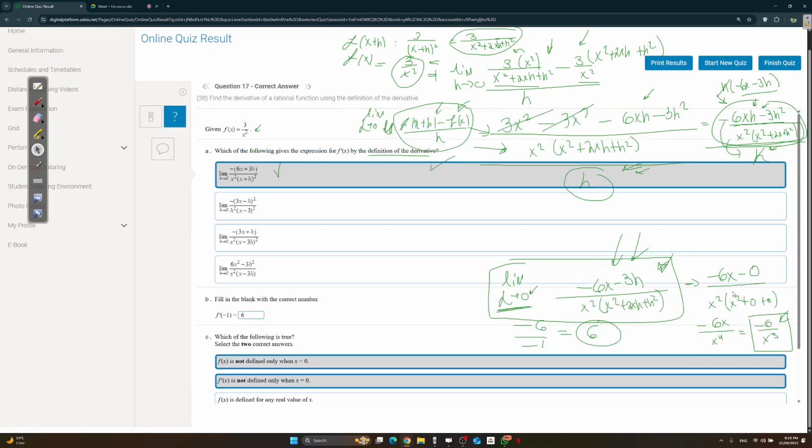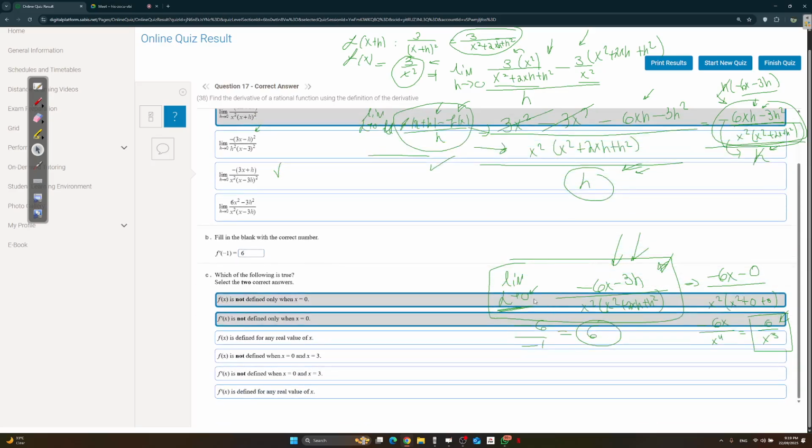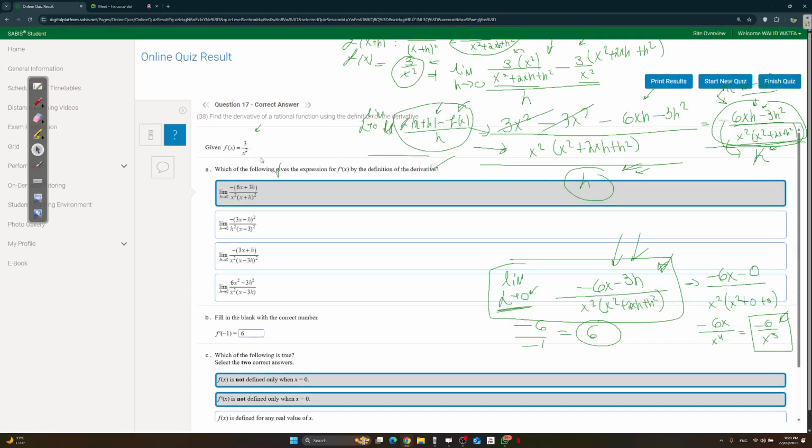F prime of x is not defined. What do we get as f prime of x? This over here. How do we know when it's not defined? Isn't it a fraction? Yes. And we know the denominator can't be equal to 0. So x cubed cannot be equal to 0, which means x is not equal to 0. So these two are correct. They're defined for any real value? No, not any real value, because it has a denominator.